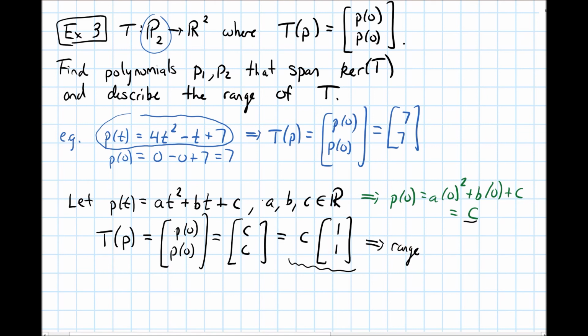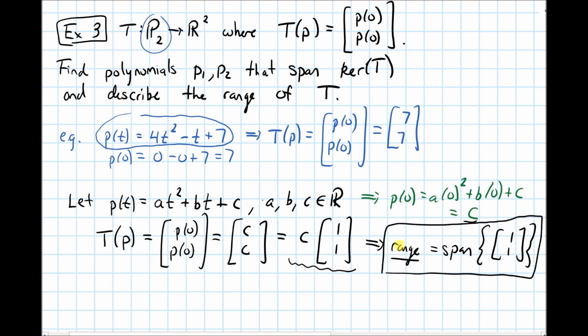So we can actually answer the part about the range first. The range in this case is all multiples of the vector (1, 1). Or another way to say that is the range is the span of the vector (1, 1). That's another way to say it's all linear combinations of that vector. So visually, my range is a line that goes through the origin in the direction of this vector (1, 1). Okay, so this part is answered. It's easier to answer the part about the range first.